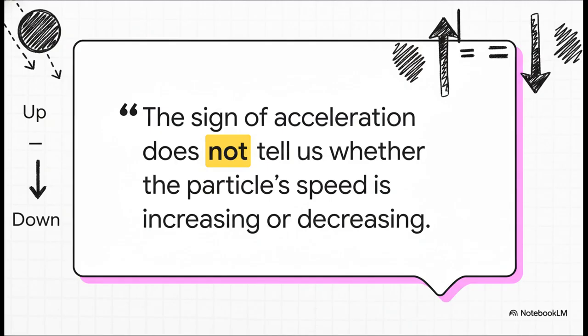So here's the real rule. If velocity and acceleration have the same sign, both positive or both negative, the object speeds up. If they have opposite signs, it slows down. That's it. It's all about their relative direction.